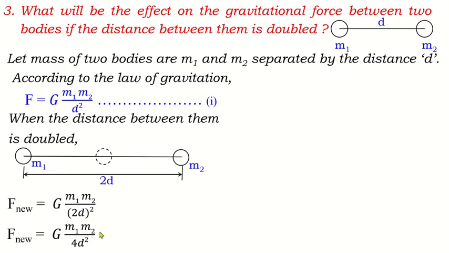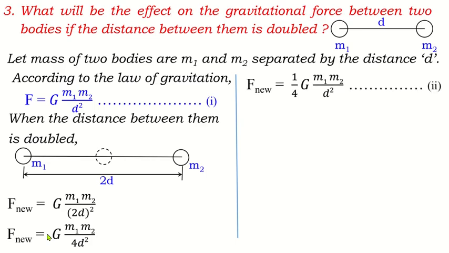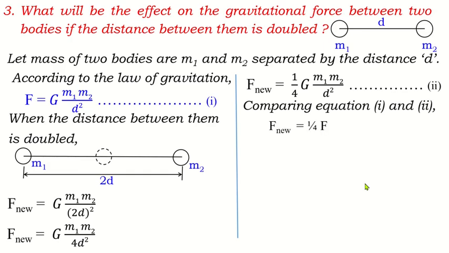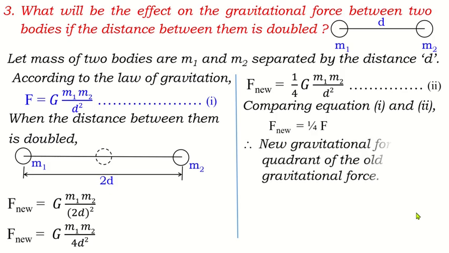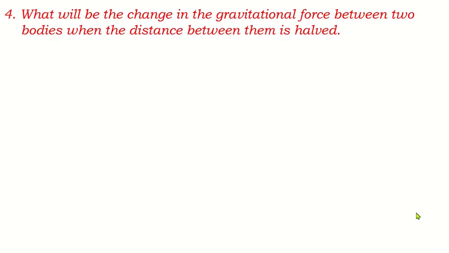2 square means 4. If 4 is taken at this place, we can write this way: 1 by 4th of the previous gravitational force. That's why, comparing equation 1 and 2, the new gravitational force is just 1 by 4th of the previous, just a quarter. That's why we can write the new gravitational force is a quarter of the old gravitational force. Okay, let's have another also. What will be the change in the gravitational force between two bodies when the distance between them is halved?